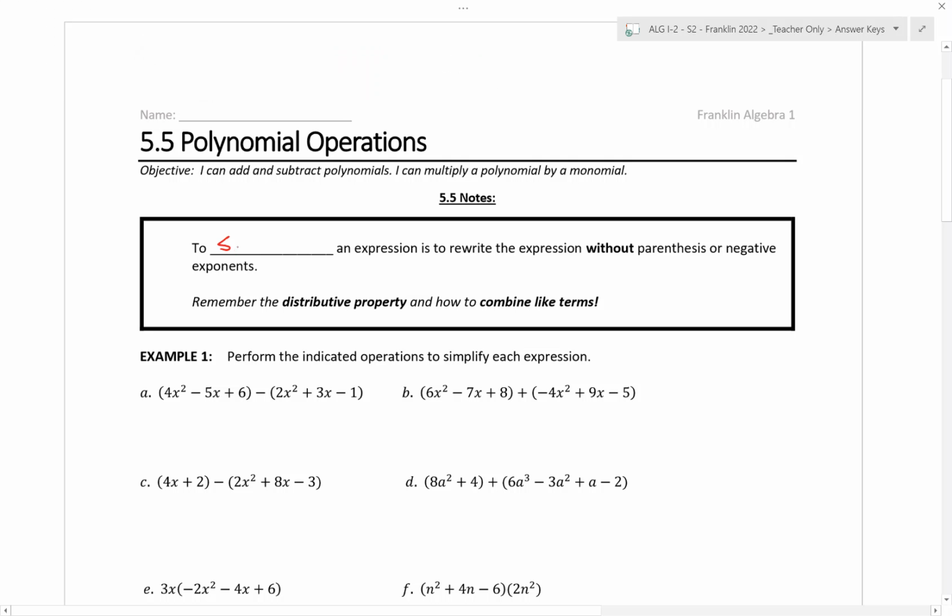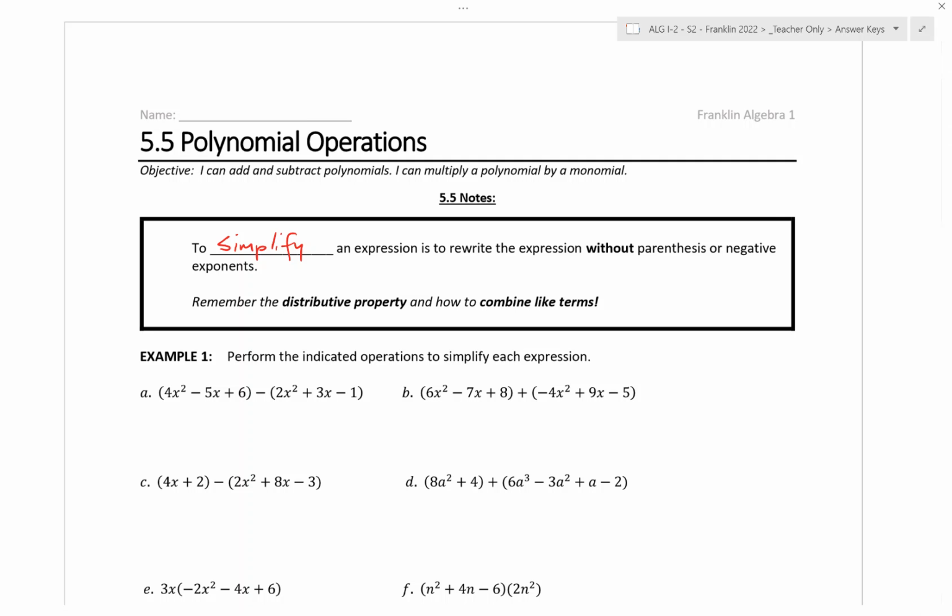So to simplify an expression is to rewrite it without parentheses or negative exponents. We want to do all the operations we possibly can and write it in simplest terms. This is different than solving. Solving is what you do to an equation to find the answer. And so you can simplify an equation before you solve it, but we're not solving these polynomials because we're not finding a value for x or y or whatever. We're just simplifying the expression as much as we can. We are reducing it to its lowest terms.